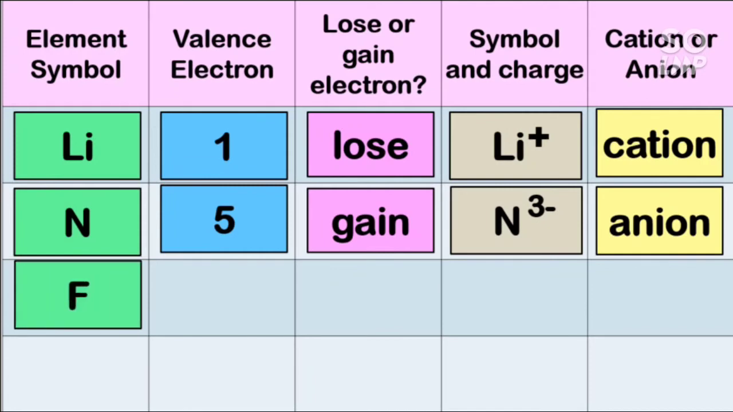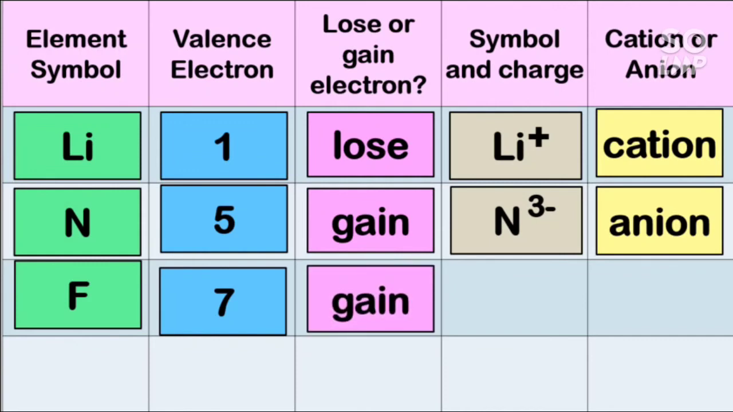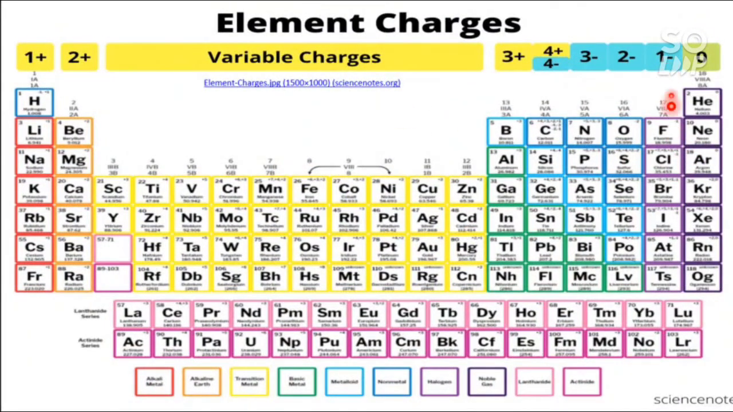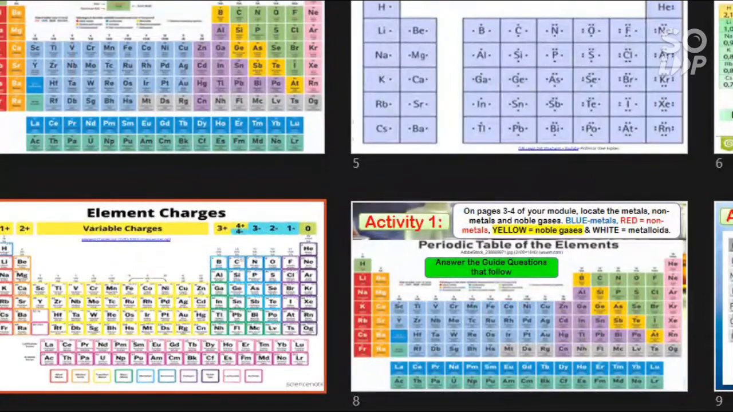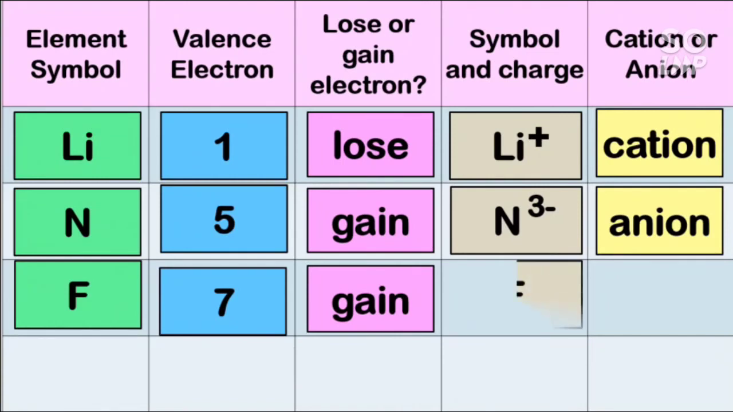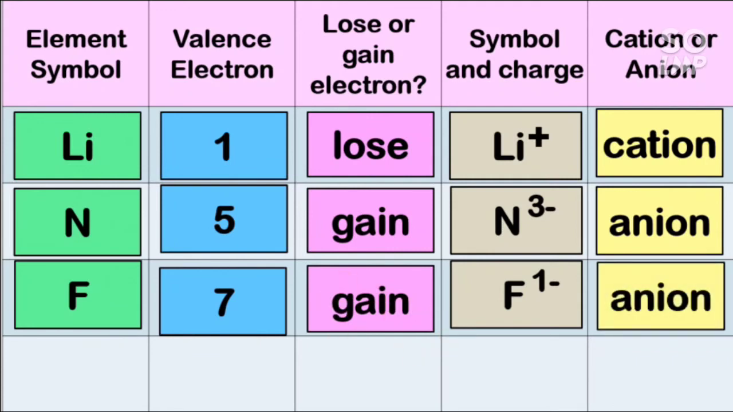How about the fluorine? The fluorine is positioned on group 7, meaning it has 7 valence electrons, and fluorine is a non-metal, that's why it will gain electron. And looking at our charges diagram, we can say that fluorine has a negative 1 charge. Okay? So it is very important that you have that diagram. So fluorine has a negative 1 charge. And since fluorine gains some electron, it will become an anion because the electrons are greater than the protons. Okay, and the last example is the magnesium.